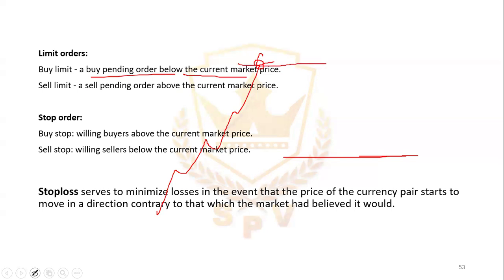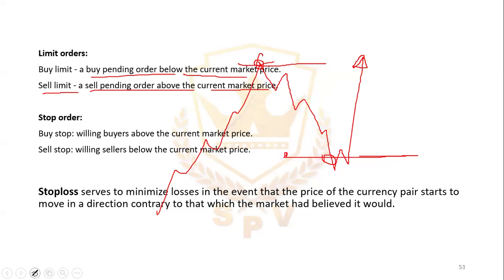The current market price is above, and you put your buy pending order below. So supposedly the market comes to this price level, it would execute your buy pending order, and it will be a running order now. If the market buys, then you will be in profit. We also have a sell limit. A sell limit is a sell pending order above the current market price.